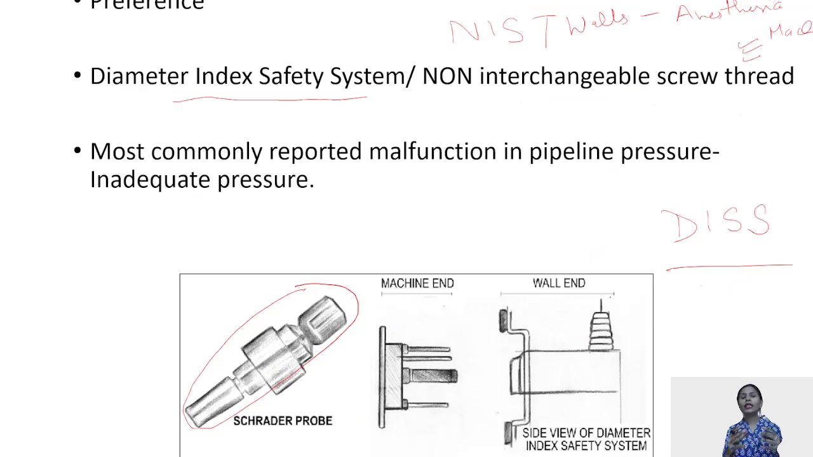So one of the main questions which was asked in previous year questions was: the most commonly reported malfunction in the pipeline is the inadequate pressure being delivered. The most common malfunction in pipeline is inadequate pressure, because the options that are given include leakage also, but no, the answer is inadequate pressure.